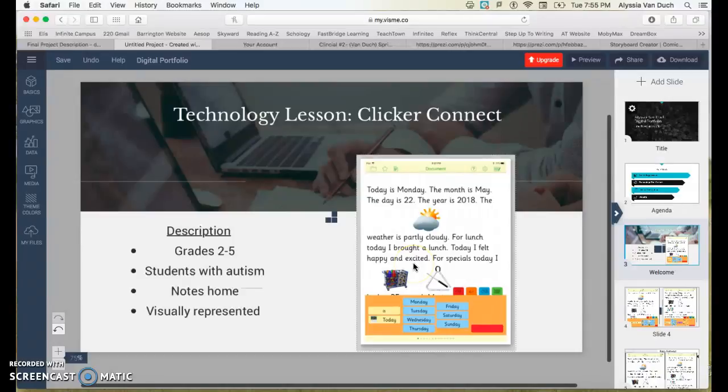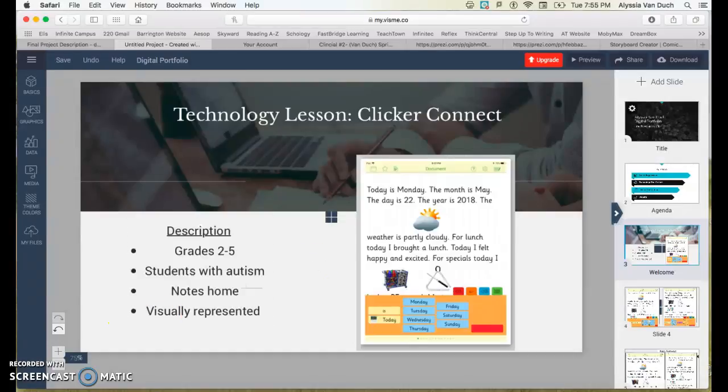So for my technology lesson, I did it with an app called Clicker Connect, and I did it with my summer school class for students who have autism in grades 2nd through 5th grade. And the reason that I chose this app to teach them how to use is because I want them to be able to go home and communicate with their parents what they did for the day.